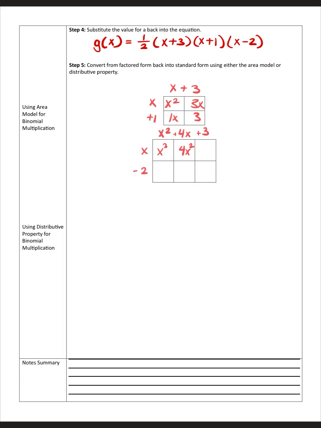3 times x is 3x. All right, so now let's multiply it by the -2. So x squared times -2 is -2x squared. Then we have 4x times -2 is -8x. And then finally, we have +3 and -2, and that's going to give me -6.